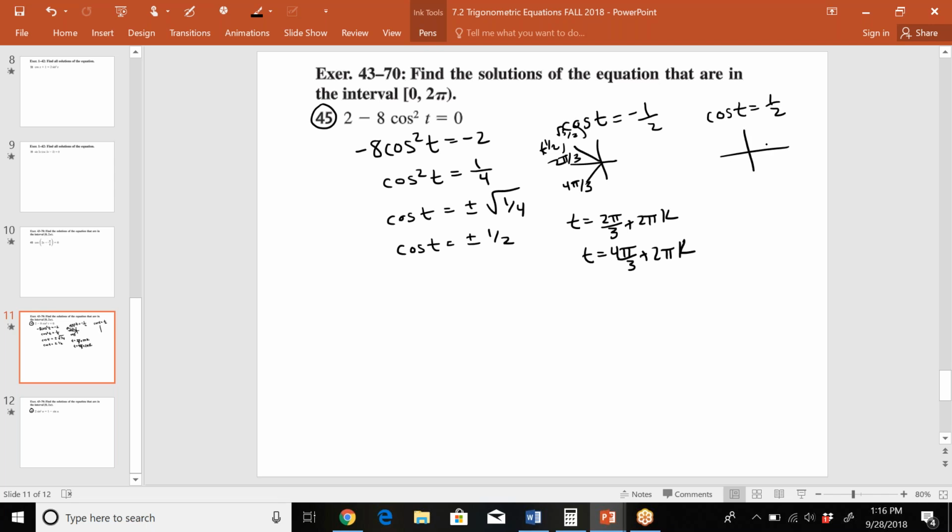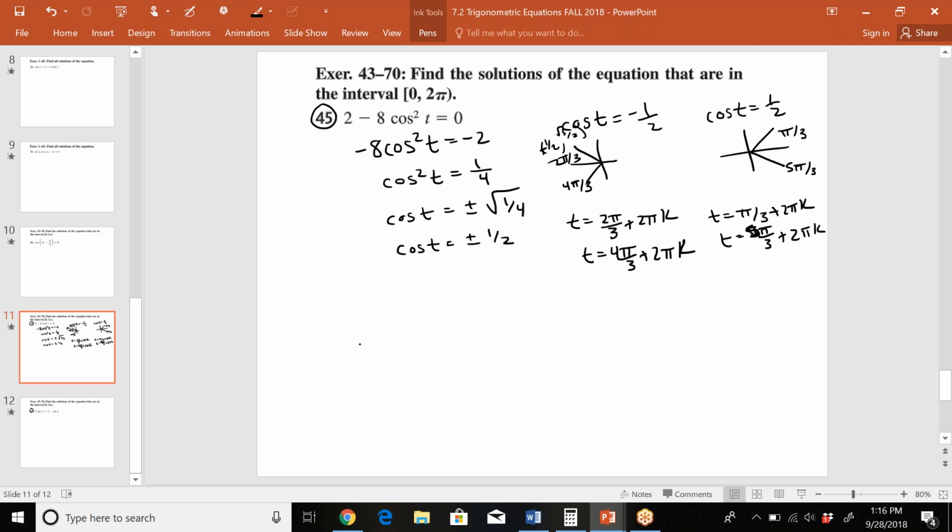Then we're going to do the same thing over here. We're going to solve this. The cosine is positive in quads 1 and 2. Same angle essentially for reference angle. So this is pi over 3 and 5 pi over 3. So t could also equal pi over 3 plus 2 pi k, or t could equal 5 pi over 3, looking at my other picture, plus 2 pi k.